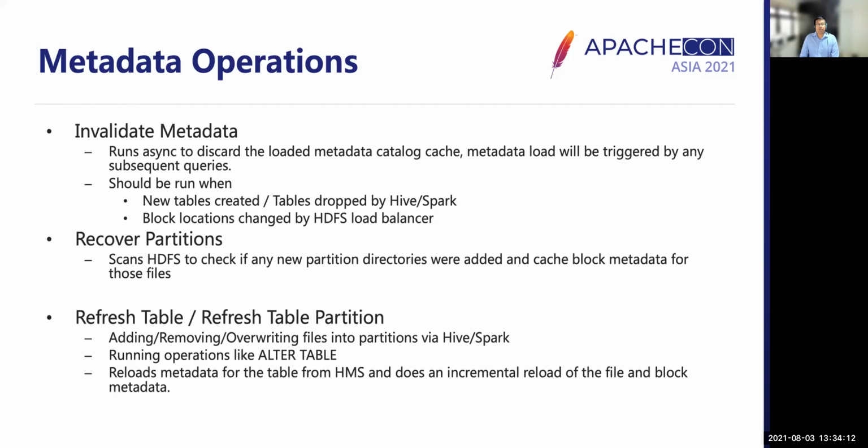Some information on metadata operations. We have seen customers running a lot of invalidate metadata, and invalidate metadata in today's world with HMS notifications is really not required. You need to run invalidate metadata only in two scenarios: when new tables are created or dropped by Hive or Spark, which actually is not required with HMS notifications today, or when the block location is changed by the HDFS balancer. Other than that, you should not need to ever run invalidate metadata.